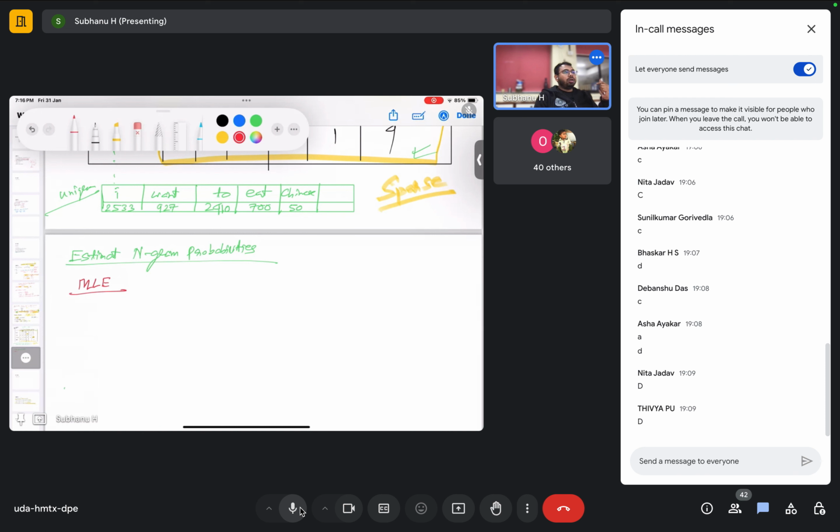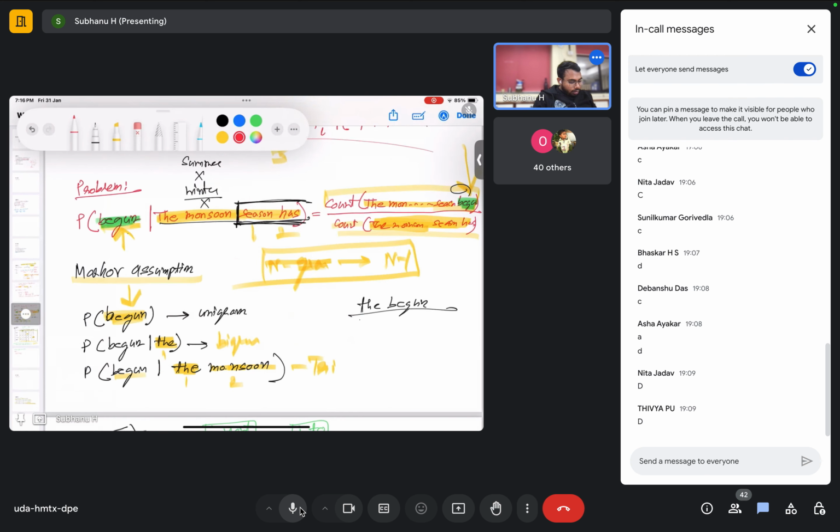So bigram probabilities can be estimated like this: the probability of Wi given the previous one. Bigram means I will only count the previous one. I have shown you with an example here that bigram means begun the.